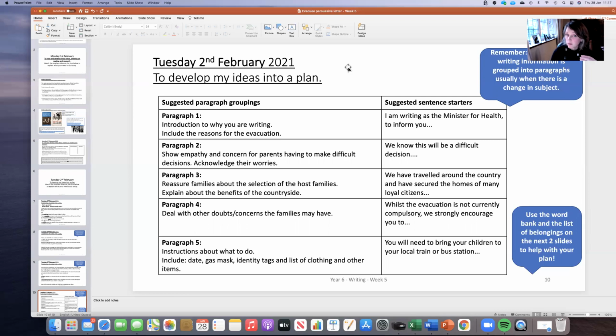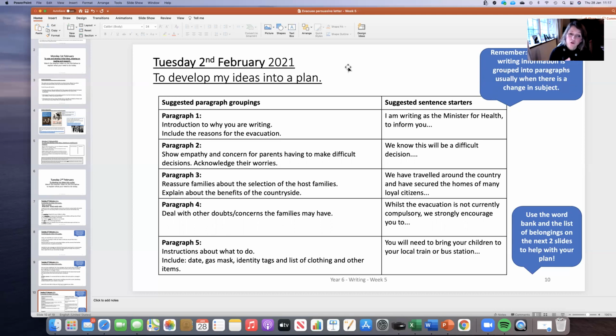So we're assuming one of the doubts is going to be that you're concerned about your children going off to host families which they're not familiar with. They're basically strangers. How would you as a government reassure them that that was going to be safe? You might talk about the fact that you've travelled around, looking at the countryside, meeting these citizens who are all there to support the war efforts and to support these children, and think about reassuring them through that.